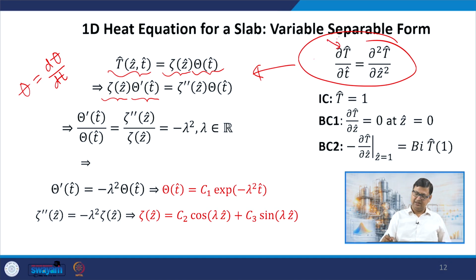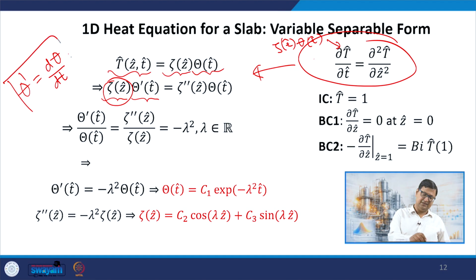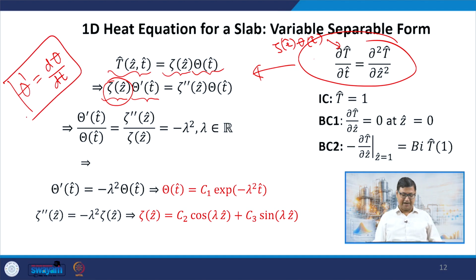If I plug in T cap as zeta of z times theta of t cap, then zeta will come out because zeta is not a function of t. That's what happened here. And theta is only a function of time, so there is no question of a partial derivative. So theta prime is simply d theta by dt. Similarly, on the right hand side, the theta will come out because theta is not a function of z.